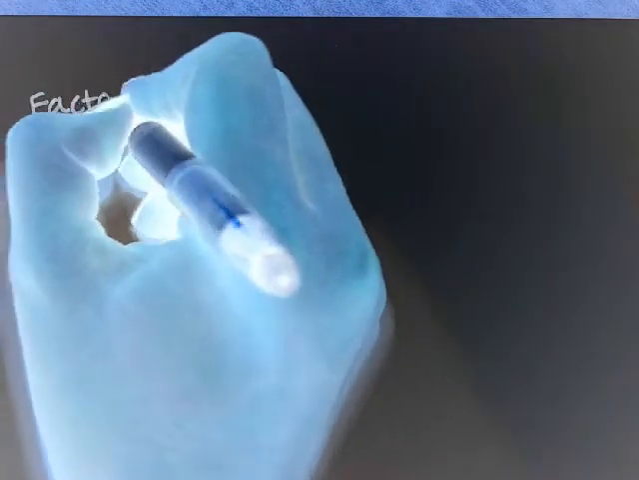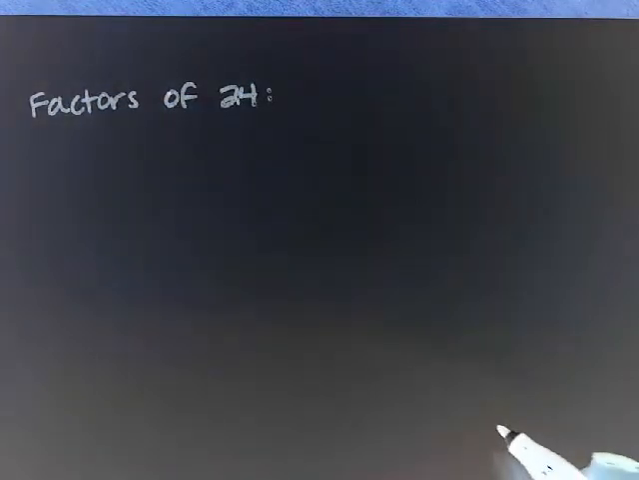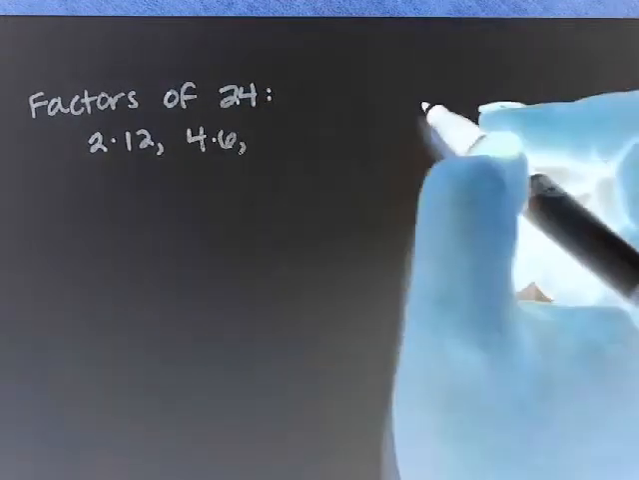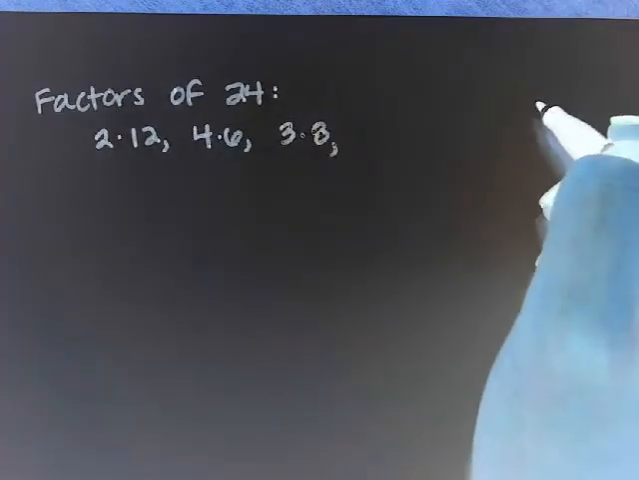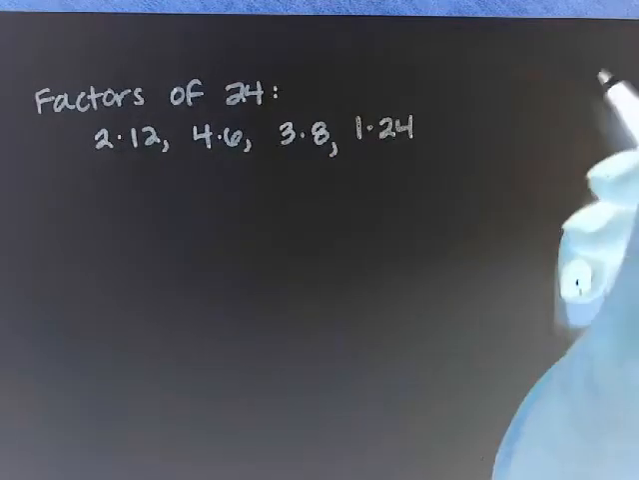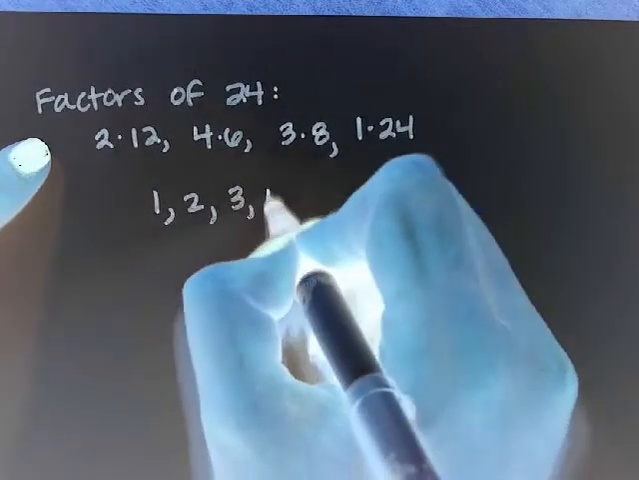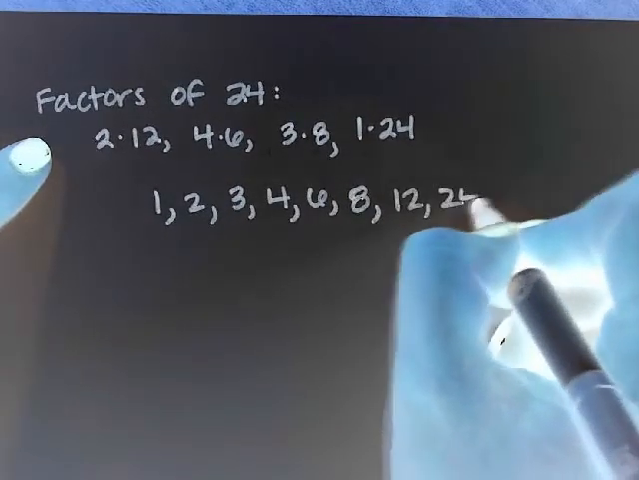So if I wanted to find the factors of 24, what are they? Factors of 24. So 2 times 12, 4 times 6, 3 times 8, 1 times 24. So I would say the factors of 24 are 1, 2, 3, 4, 6, 8, 12, and 24.